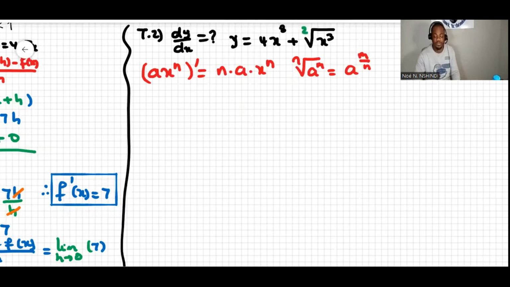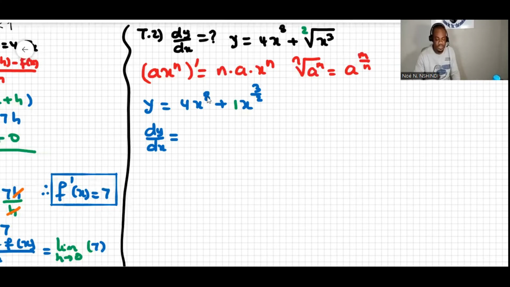So now I'm going to transform the function. y will be 4x to the power of 8 plus x to the power of 3, which can be written as x to the power of 3 over 2. Remember that there is a coefficient in front of the x, it's just 1. Now, to work out dy dx, I'm going to follow this formula for differentiation. To differentiate this term, my a is 4 and my n is 8.